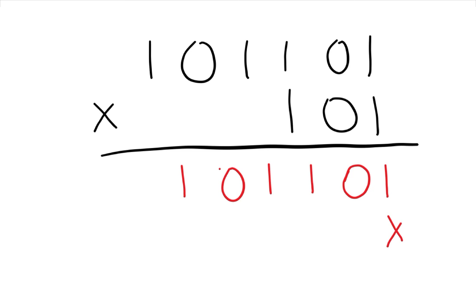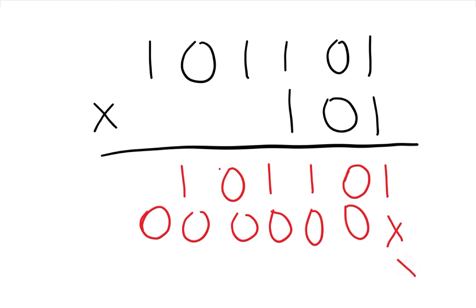So 0 into 1 is 0. 0 into 0 is 0. 0 into 1 is 0. 0 into 1 is 0. 0 into 0 is 0. 0 into 1 is 0. Now we leave 2 digits and multiply the next number.